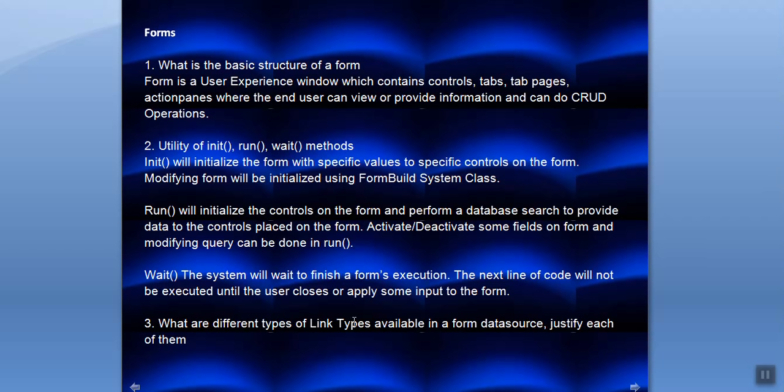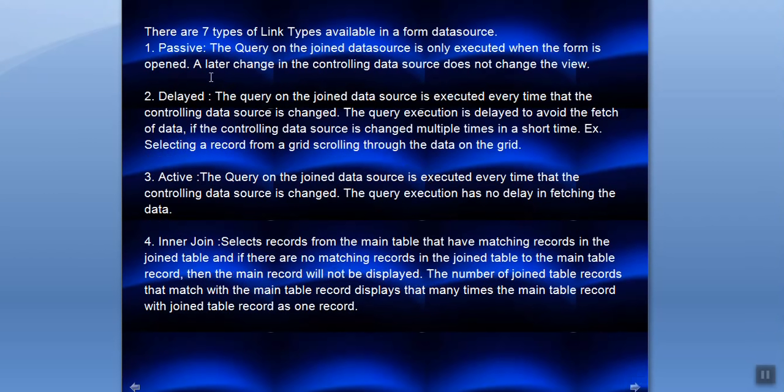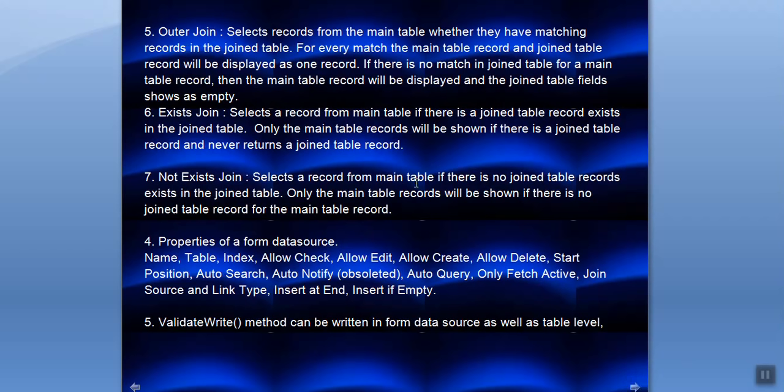What are all the different types of link types available in the form data source? Justify them. You can say there are passive, delayed, active, and inner join. The definition is specified here; you can read each one by one and understand well. Fifth is outer join, sixth is exist join, and non-exist join. The properties of a form data source are name, table, index, and allow check. The validate write method can be used at data source as well as table level.